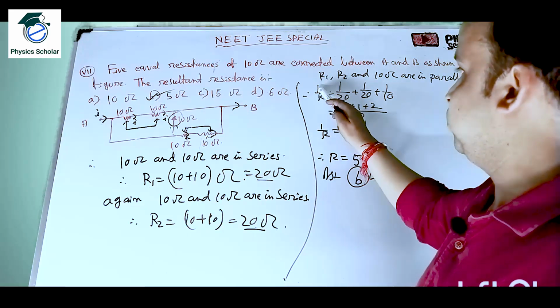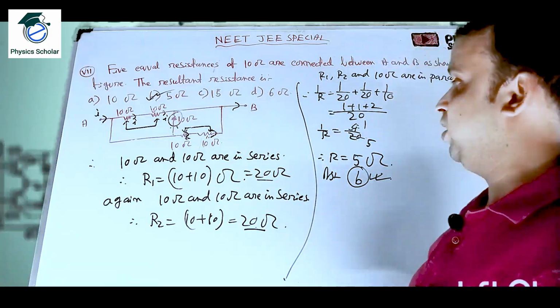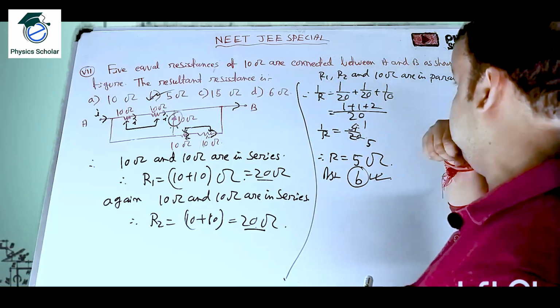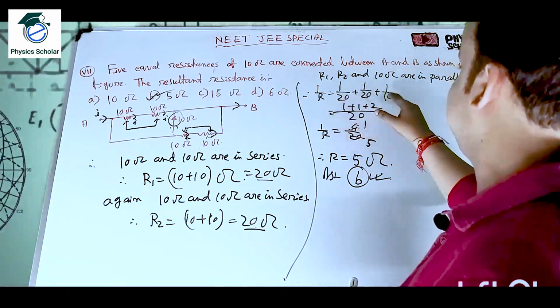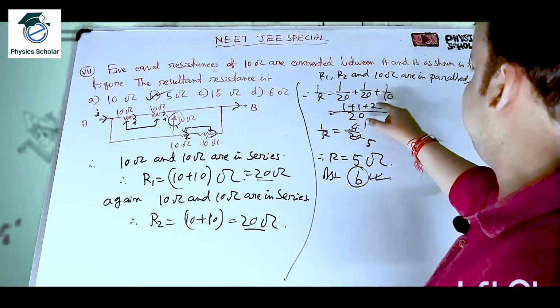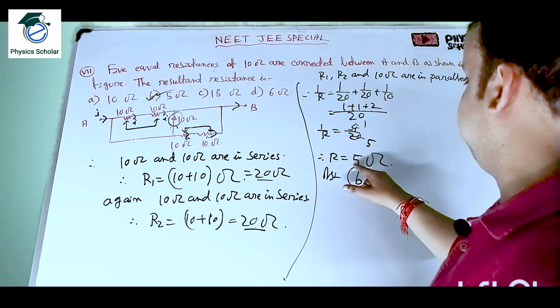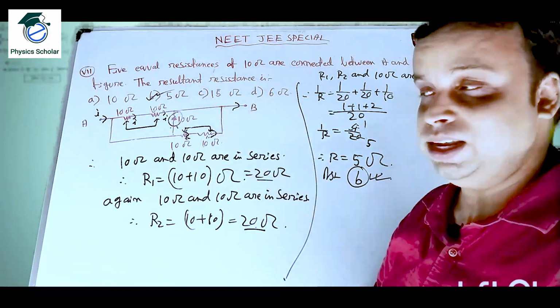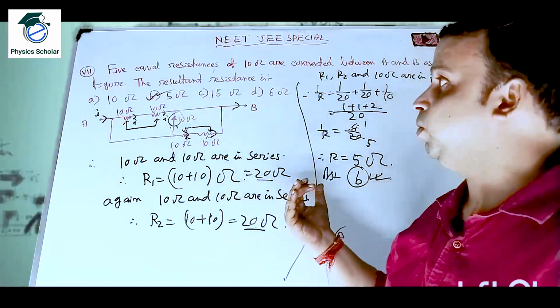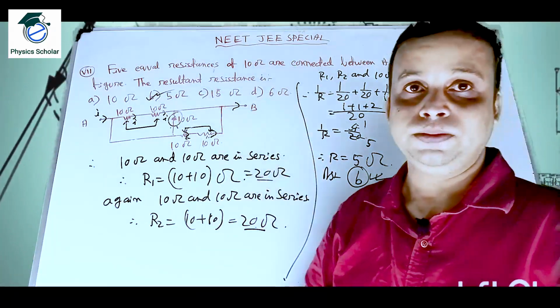That means for the equivalent resistance, the reciprocal 1 by R is equal to, here it is not 2 resistances, it is 3 resistances. So that's why 1 by R is 1 by 20 plus 1 by 20 plus 1 by 10, that means 4 by 20, and R is 5 ohm. Then option B is correct. Clear? So students, hope you have understood this. Now without further delay, let us move to problem number 8.